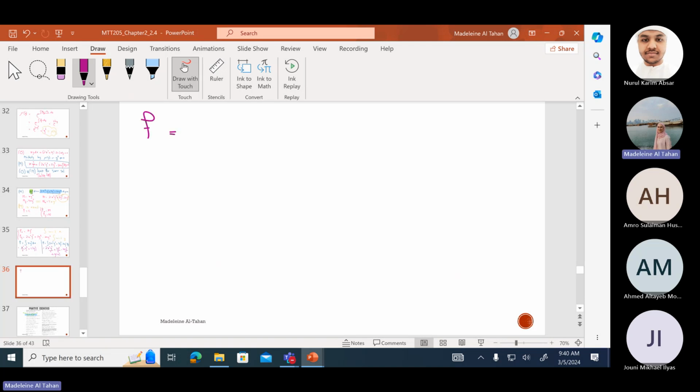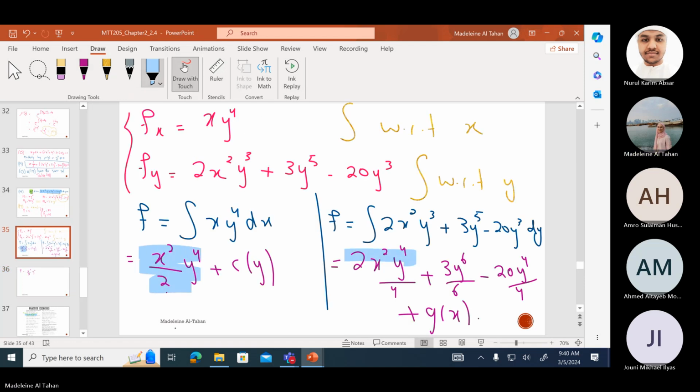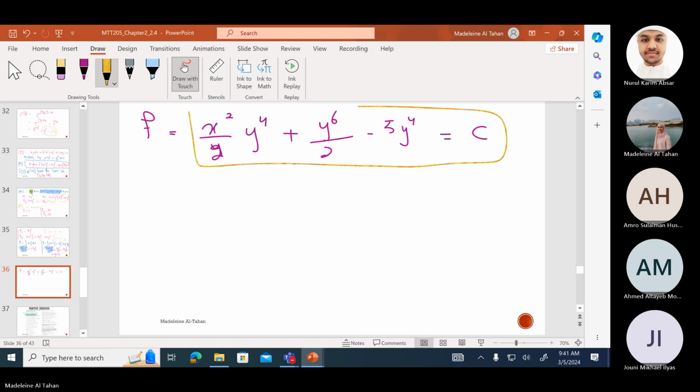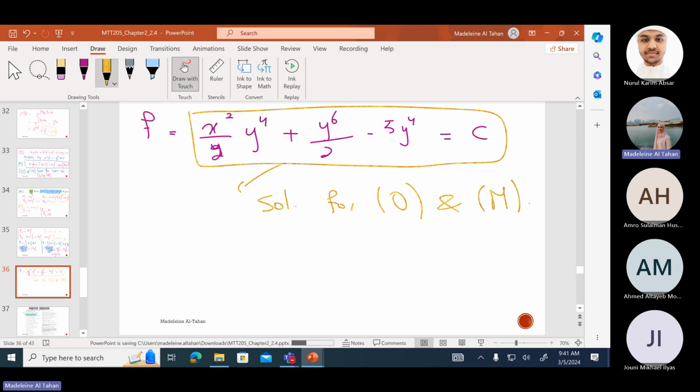What will be x now? x^2 over 2 times y^4. Okay, the other ones, are they common? Okay, so let's write down plus y^6 over 2, right? Minus 5y^4 equals a constant. So this one is now the solution for the ordinary differential equation. Any questions?